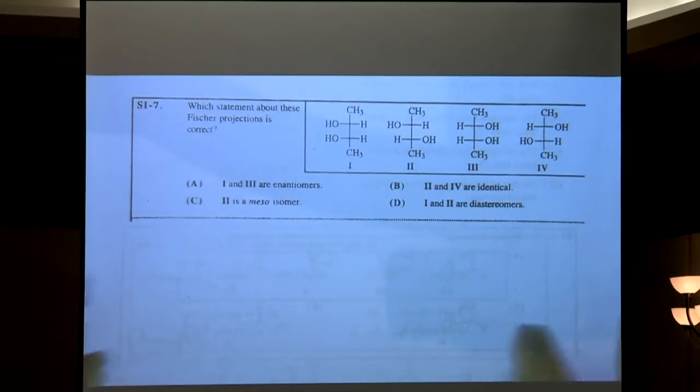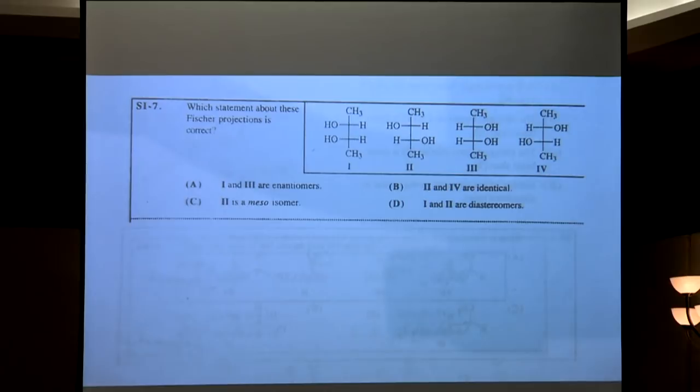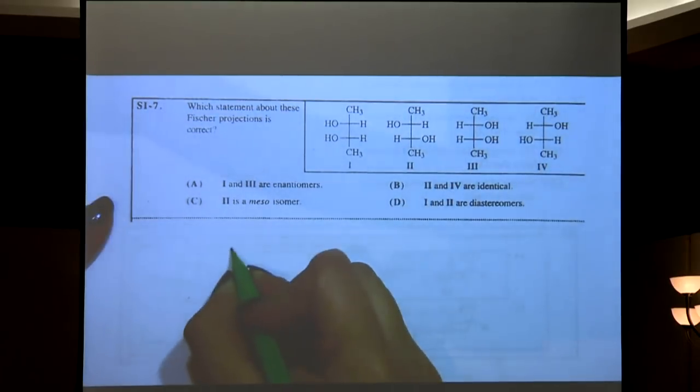Fischer projections. So I don't know, Dr. Dowdy did talk about this. I don't know about Fraser. I don't think so. Not much. If you're not strong in Orgo 1, then this is not going to really make sense either, but I'll go over it. So which statement about these Fischer projections is correct? So they're asking us about stereoisomers and stuff. So for number 1, I'm going to redraw it.